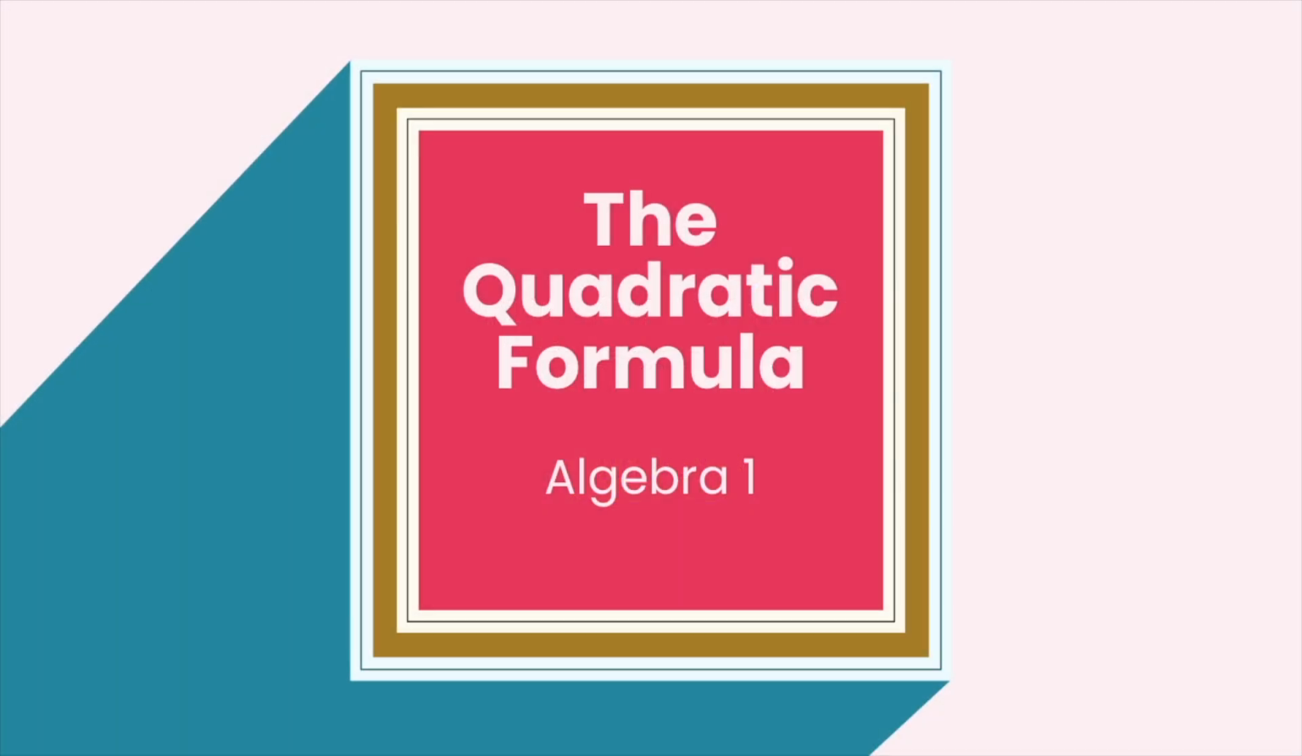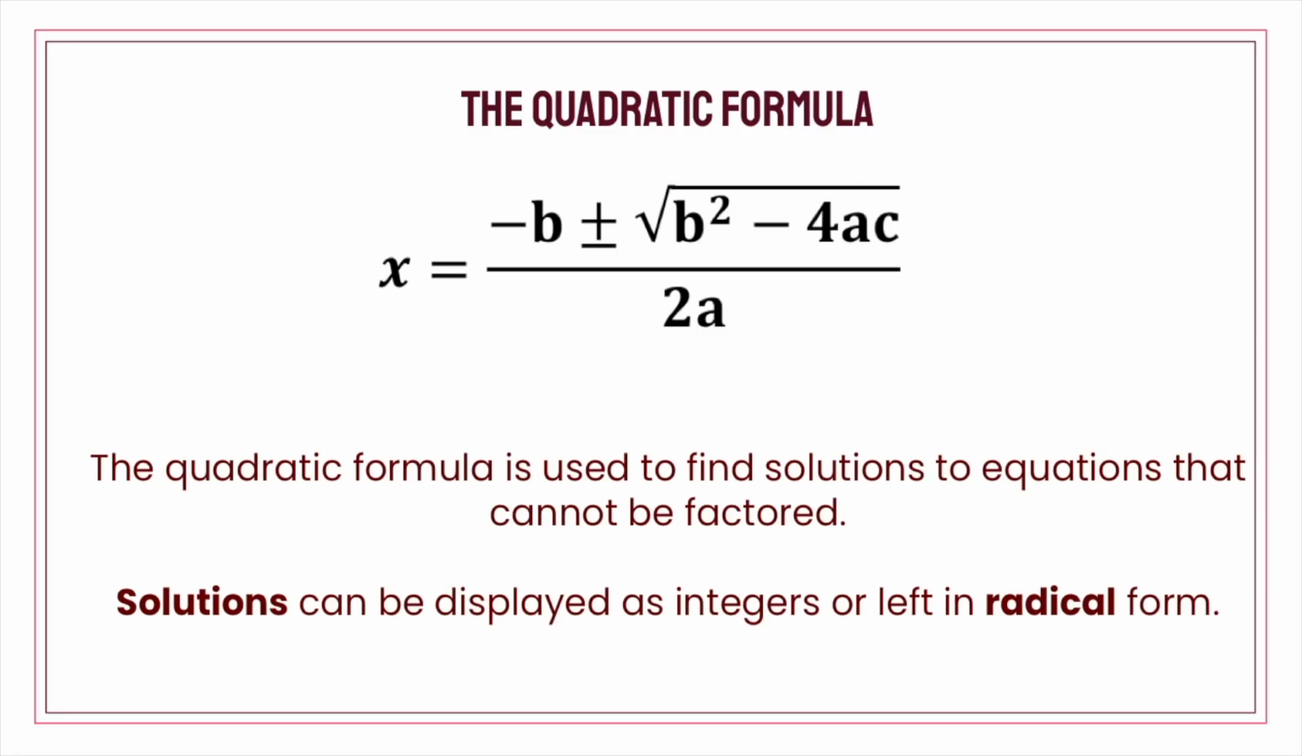Welcome back. Today we're going to be talking about solving quadratics. This time we're going to use the formula. So let's go ahead and take a look at the quadratic formula. So here is the quadratic formula. X equals negative b plus or minus the square root of b squared minus 4ac, all divided by 2a.